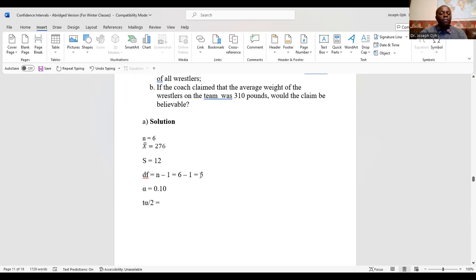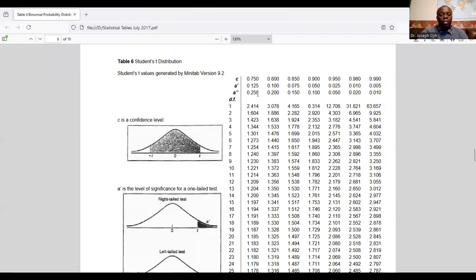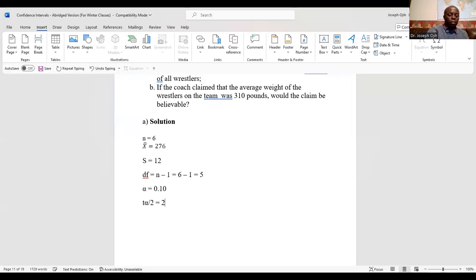So T alpha over 2. We look under degree of freedom 5 and alpha 0.10. This is 0.1 right here. Look under degree of freedom 5. See, 5 is right there. So it's going to be 2.015.